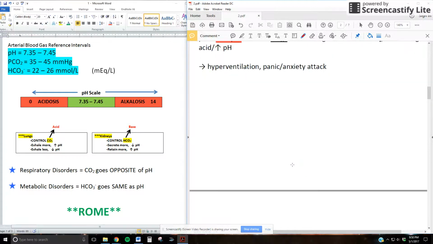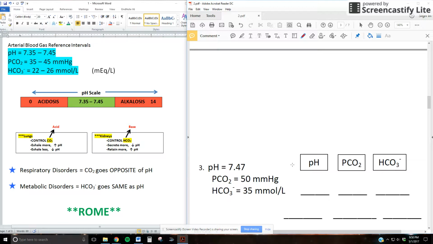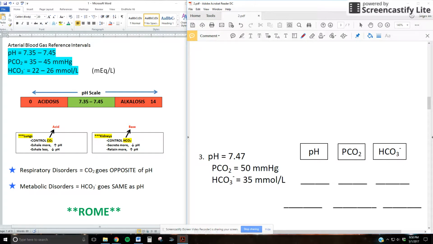Going on to the next one. If we're going too fast, you can always replay the video. Looking at the pH, 7.47. Well, that's close to 7.45, but it's still increased. So we know it's alkalosis based on our scale. PCO2, that's going to be 50. That's increased. Bicarb, 35. It's increased.